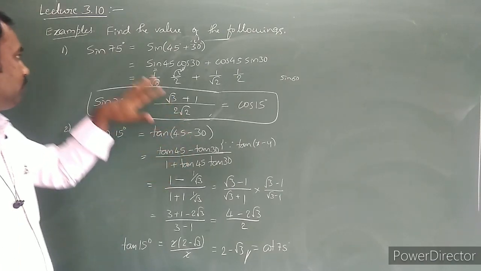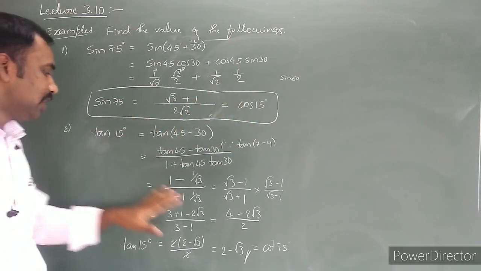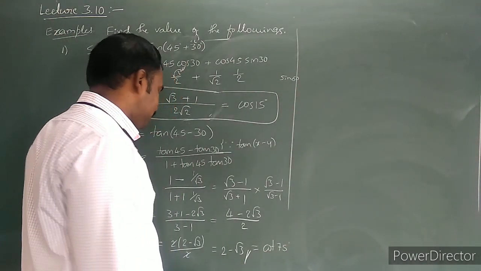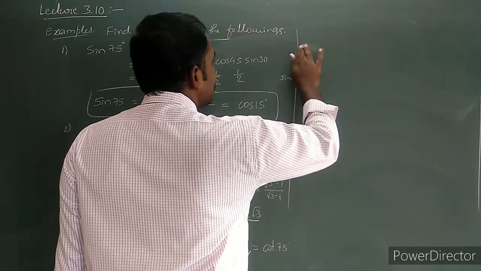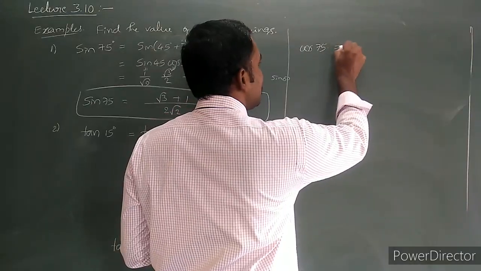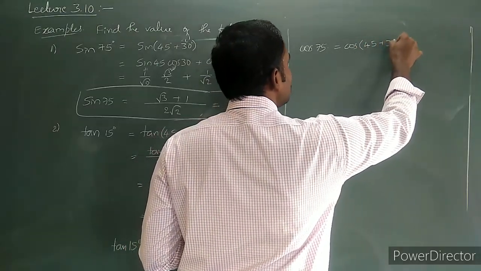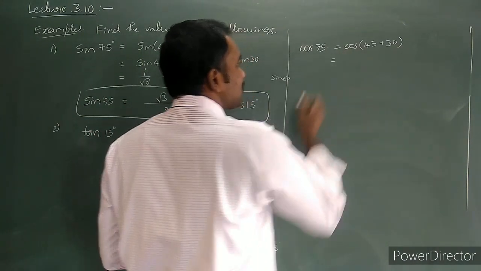So far, how many problems have we done? Sin 75, cos 15 value, tan 15 value, cot 75 value. Similarly, we can find the value of cos of 75. Cos 75 can be split as cos of 45 plus 30. What will we get? Cos of x plus y.